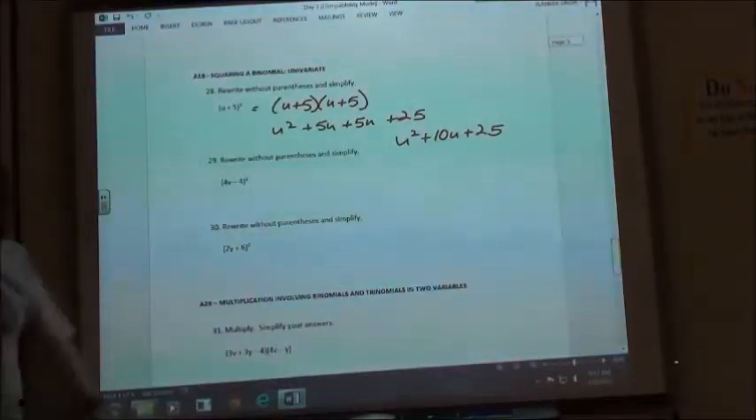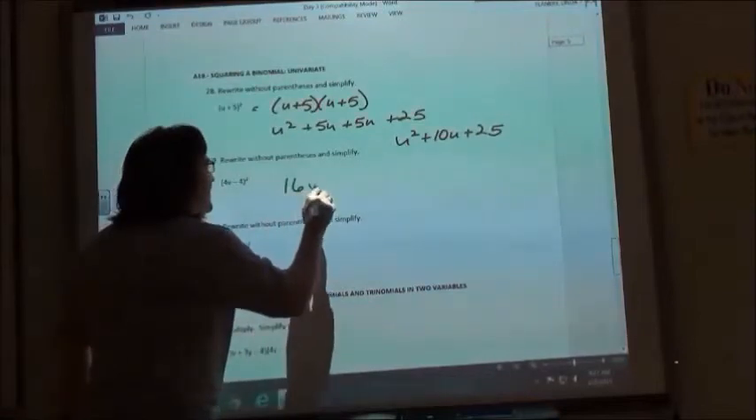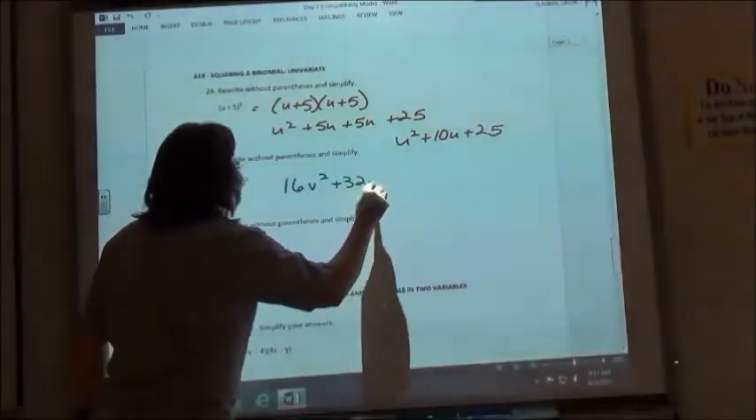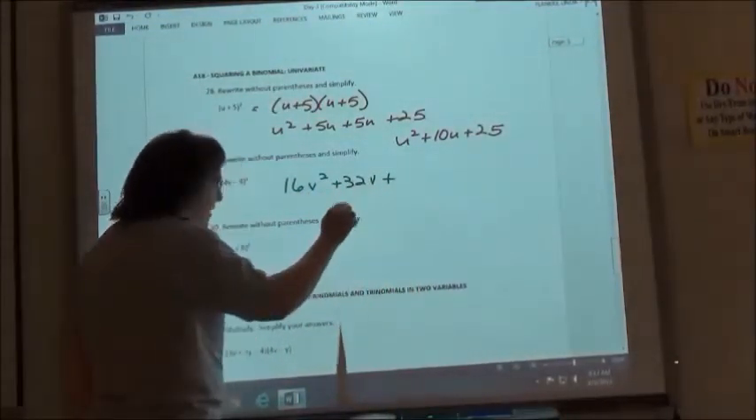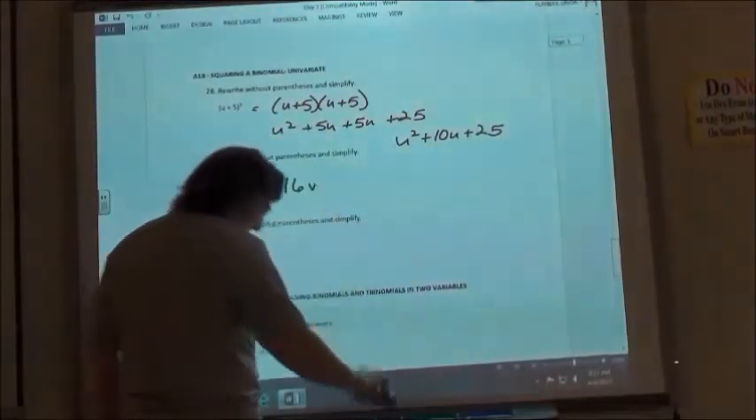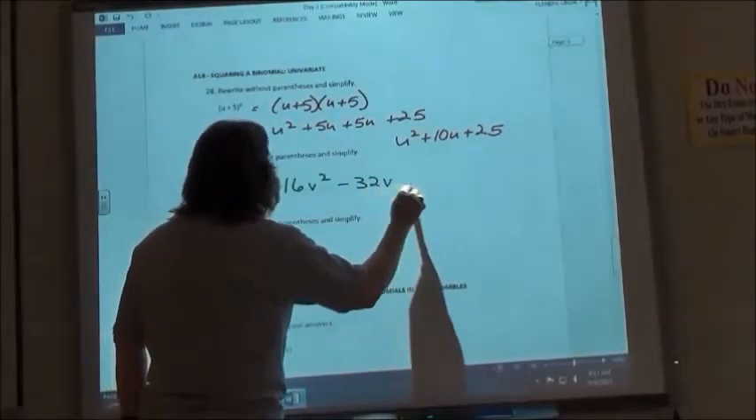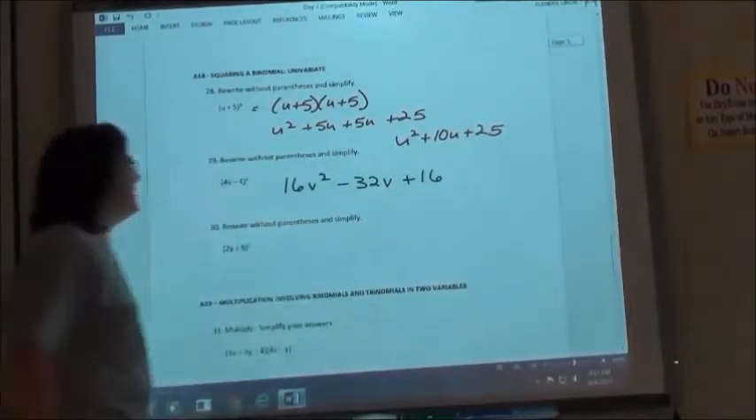So, you are getting 16b squared plus 32b plus 16. What sign did you have in front of your 32b? Yeah, it should be 16b squared minus 32b plus 16.